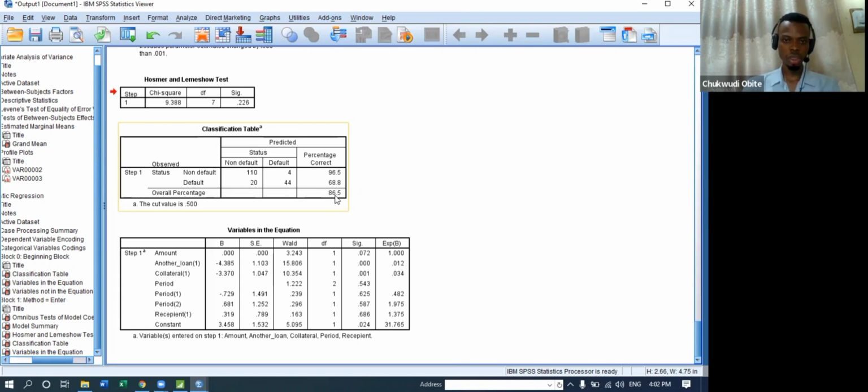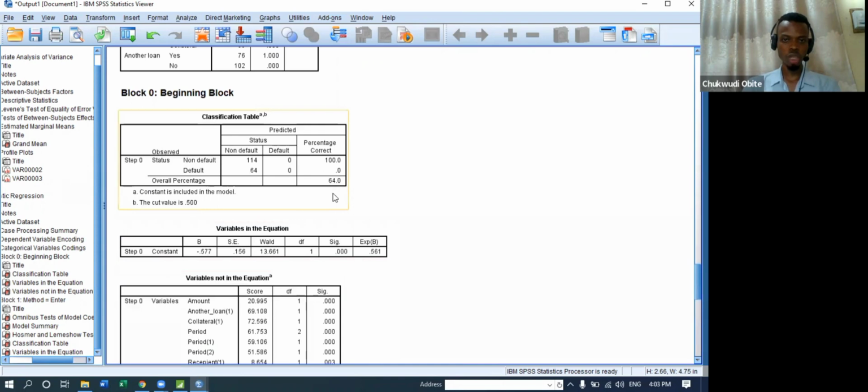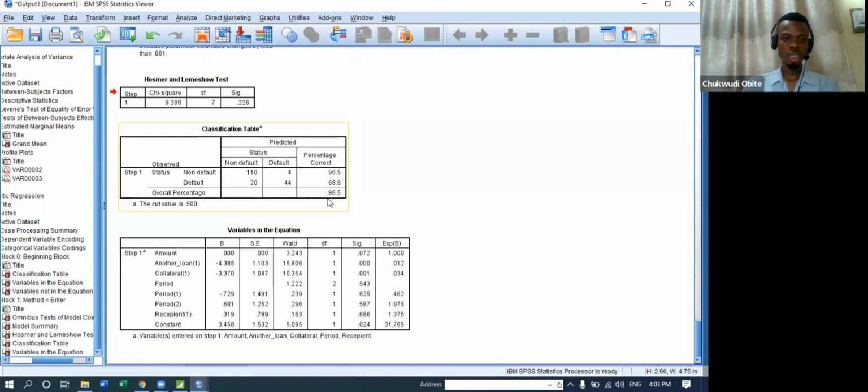This is now telling us the accuracy of the model after including all the variables. What's the accuracy? The accuracy is 86.5. Before including the variables, what's the accuracy? 64. So that means adding the variables assisted us in predicting whether a customer, a client, will default in repaying the loan. So this is telling us that the model is 86% accurate. That means you can use the model to predict whether a client will default in repaying the loan.